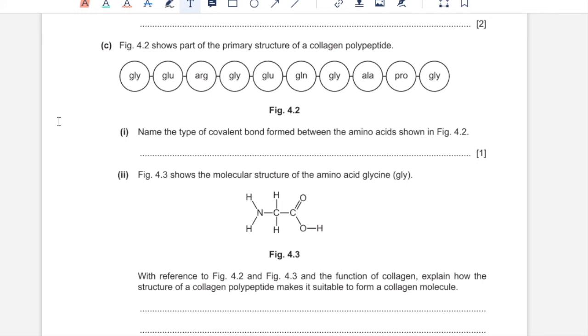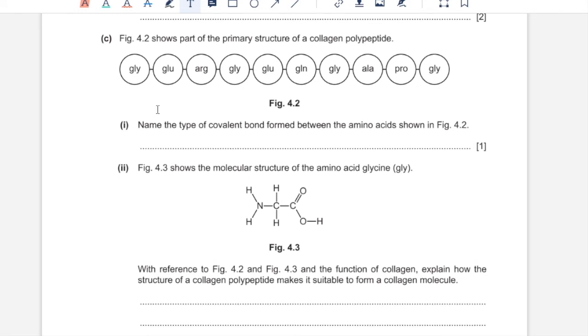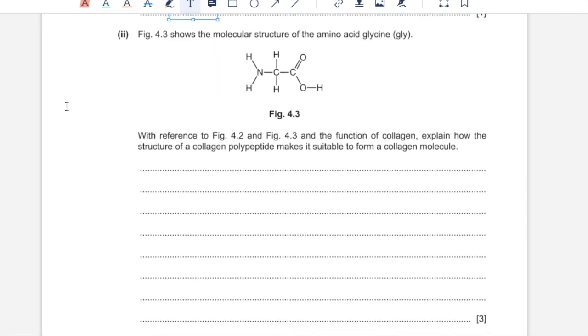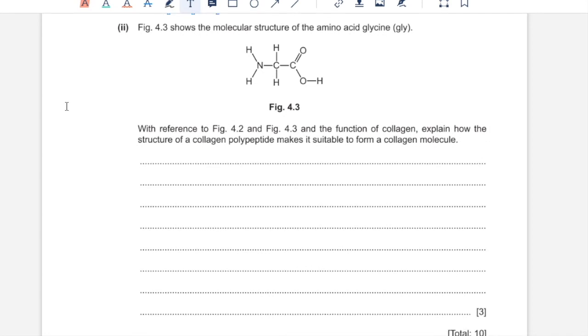1. Name the type of covalent bond formed between amino acids shown in figure 4.2, which would be peptide bonds. 2. Figure 4.3 shows the molecular structure of the amino acid glycine. With reference to figure 4.2 and 4.3 and the function of collagen, explain how the structure of collagen polypeptide makes it suitable for a collagen molecule.